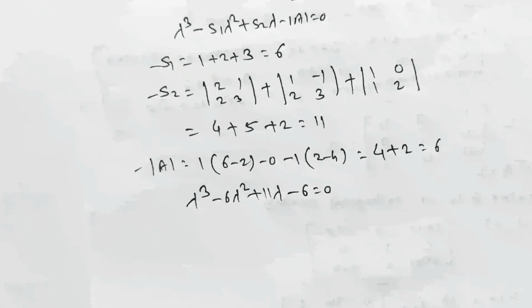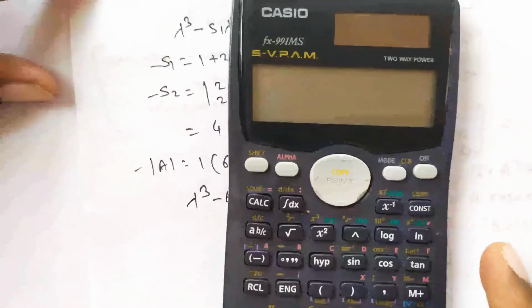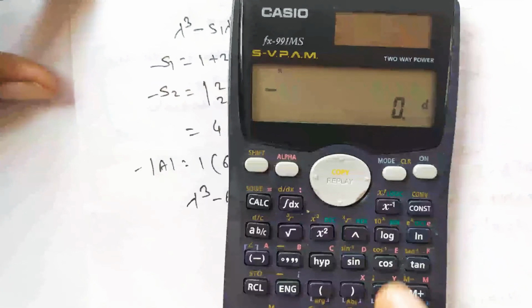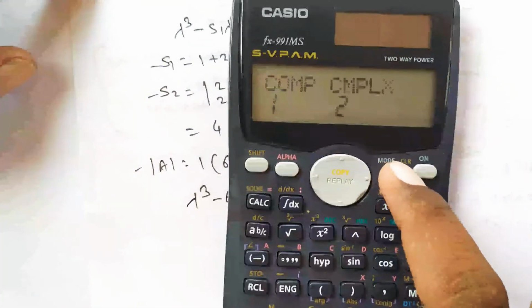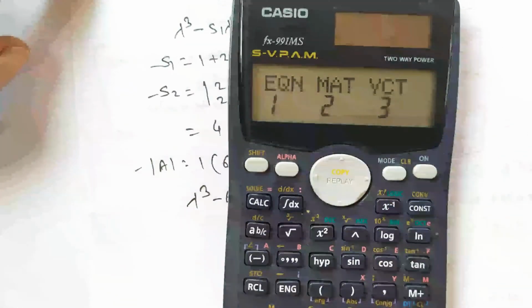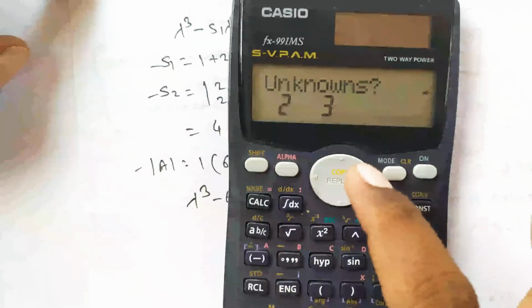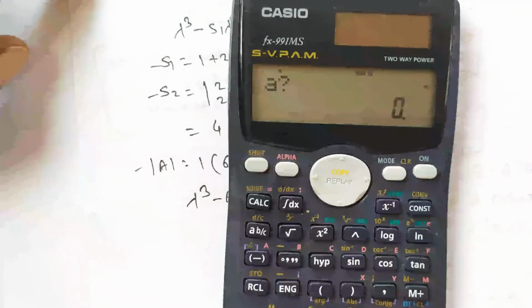Now what are the eigenvalues? Eigenvalues are the roots of the characteristic polynomial. So how do we find roots of this cubic polynomial? For that we can use a calculator here. So how to find roots of a cubic polynomial? First go to mode. In mode, press 1 here for equation, then choose degree 3 because it is a cubic polynomial.